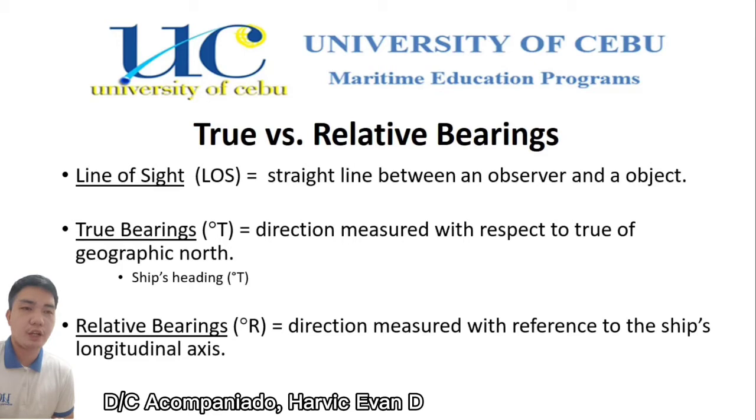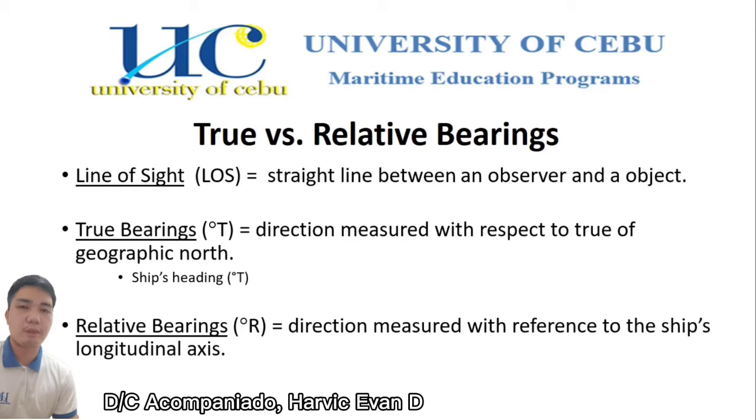Number one is the line of sight, or the LOS. It is defined as the straight line between an observer and an object. Second is the true bearing. It is defined as the direction measured with respect to the true geographic north. The true bearing of a radar target is the angle between true north and the line pointed directly at the target. This angle is measured in the horizontal plane and in a clockwise direction from true north.